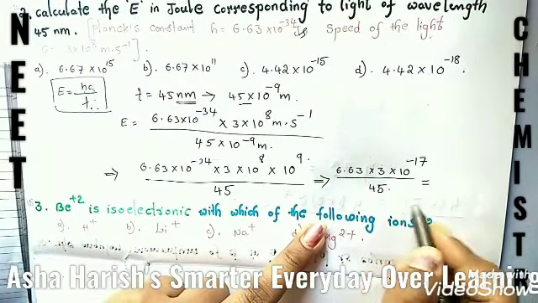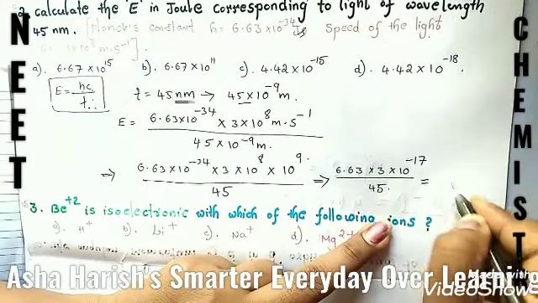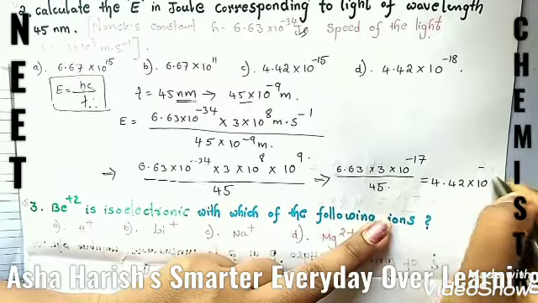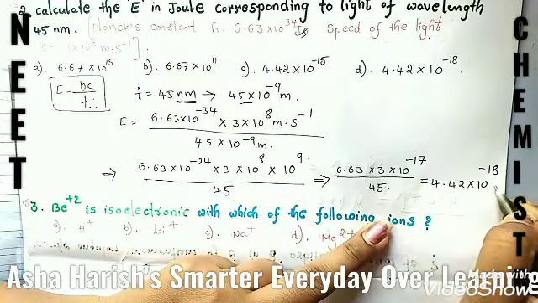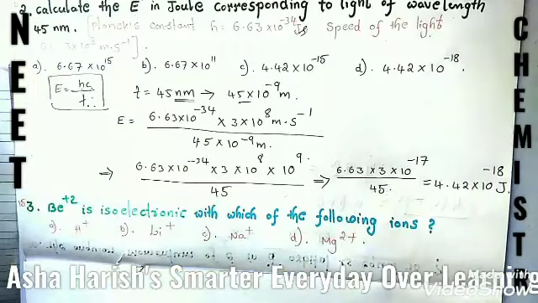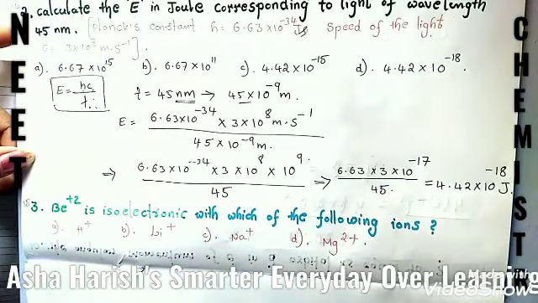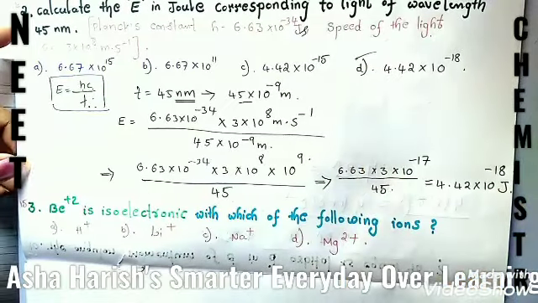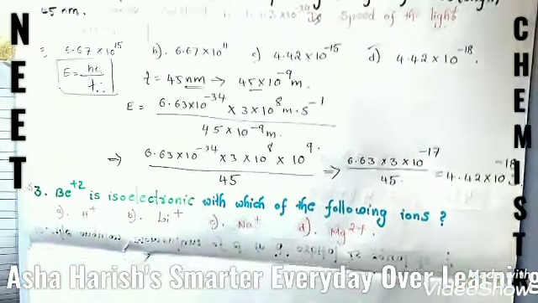If we do the further calculation for this, we'll get the answer 4.42 into 10 power minus 18 joules. This is the answer, 4.42 into 10 power minus 18 joules. That will be option D, the correct one.